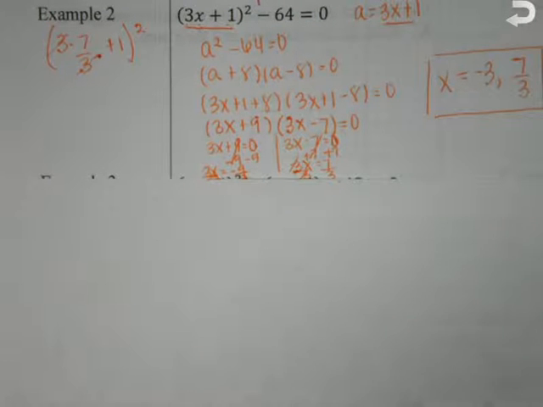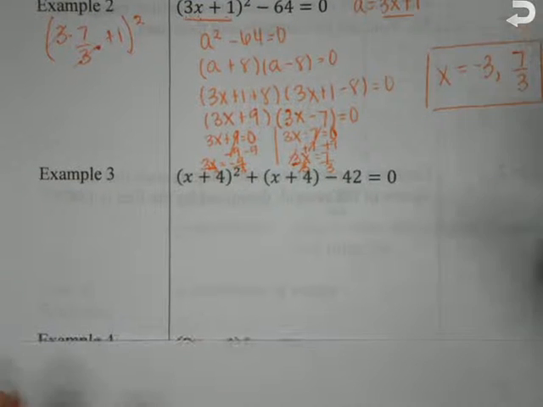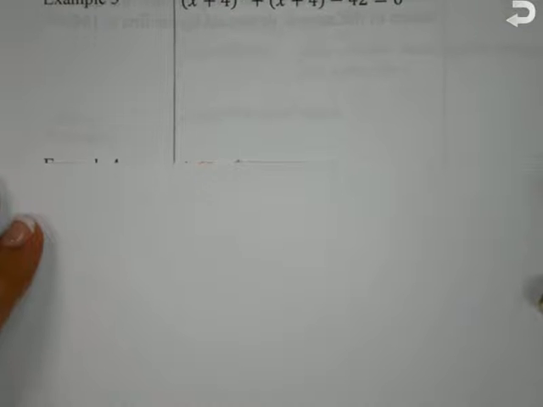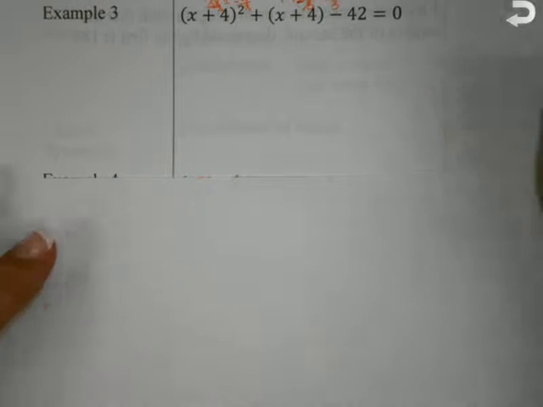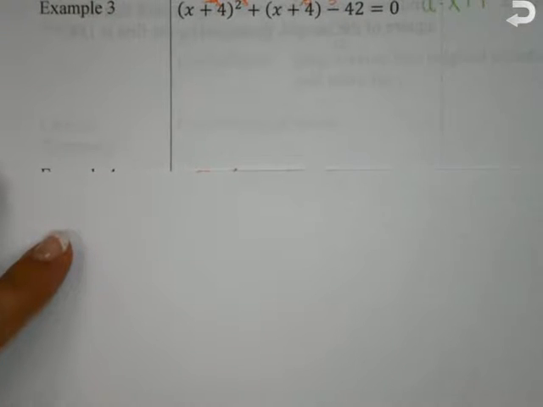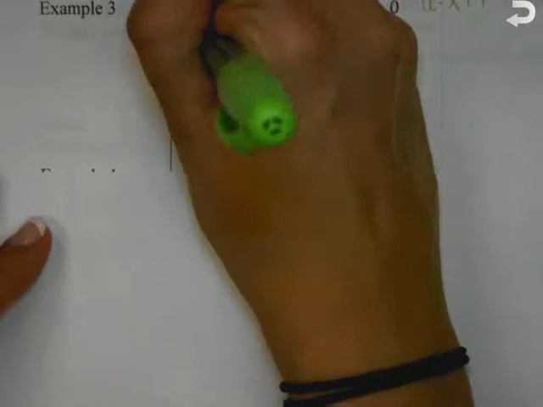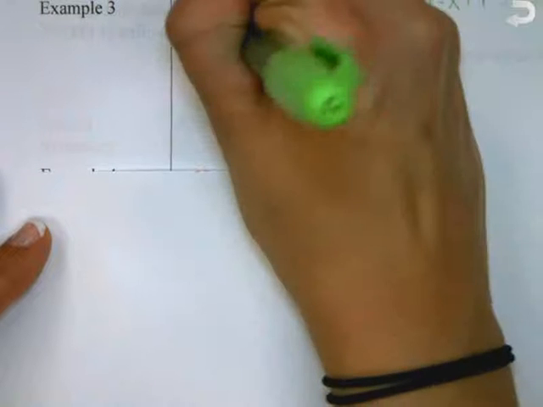Alright, how are you guys feeling about this so far? Thumbs up, thumbs down. Good? Okay, excellent. Example 3. We have (x + 4)² + (x + 4) − 42 = 0. What am I going to let a equal in this one? Good, x + 4. So that's going to give me a² + a − 42 = 0.